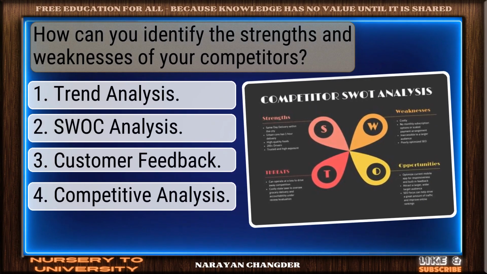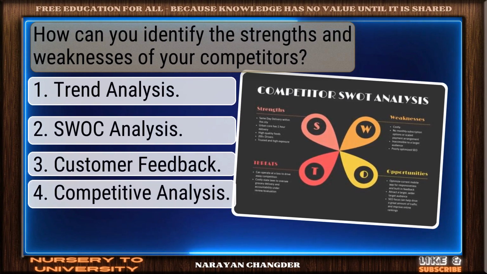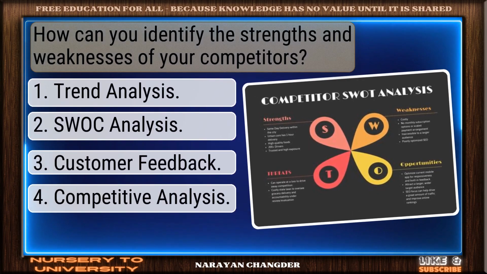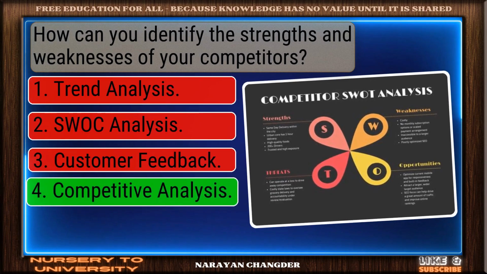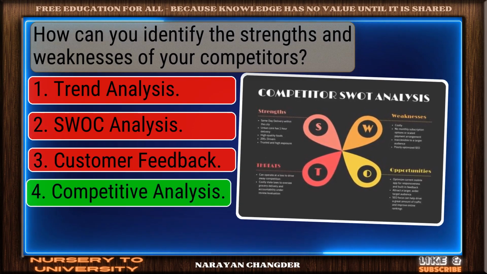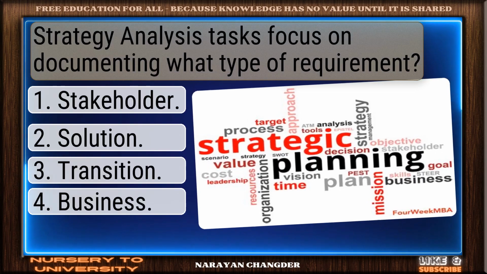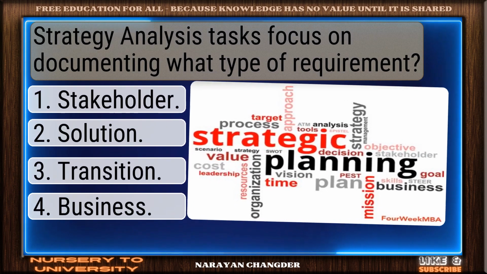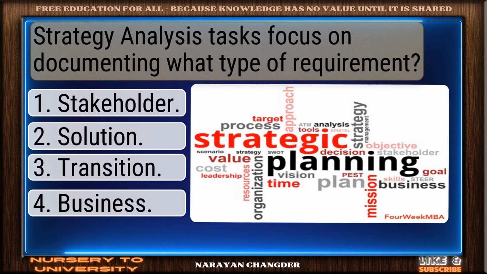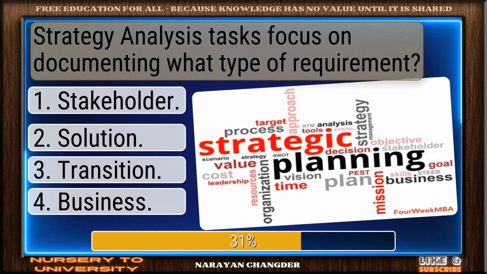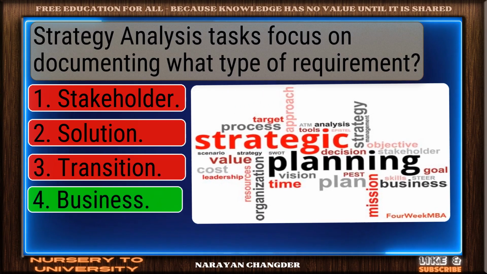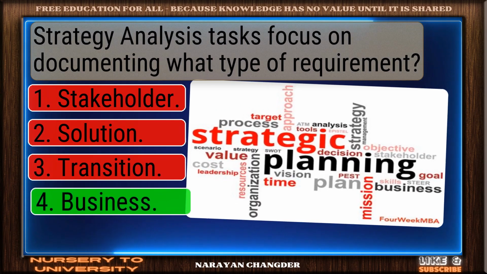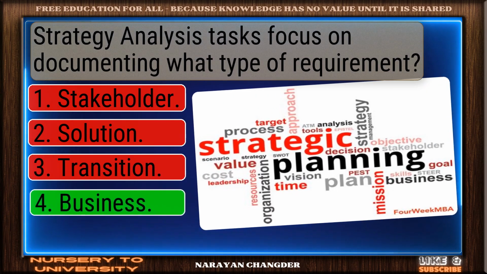Question number 21. How can you identify the strengths and weaknesses of your competitors? On track. Competitive analysis is the correct answer. Question number 22. Strategy analysis tasks focus on documenting what type of requirement? Nice selection. Business is the correct and valid answer.